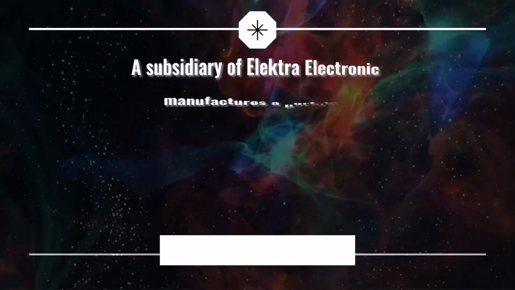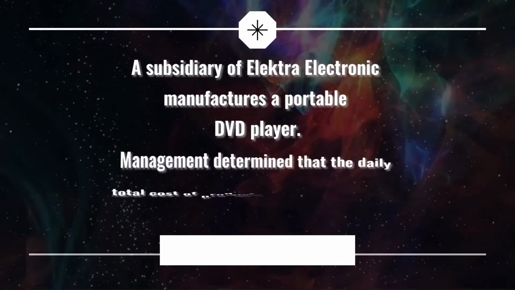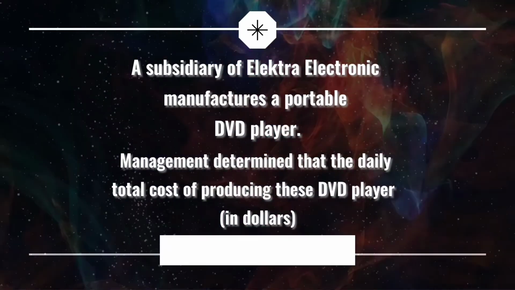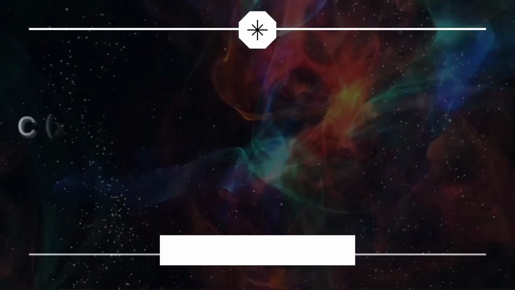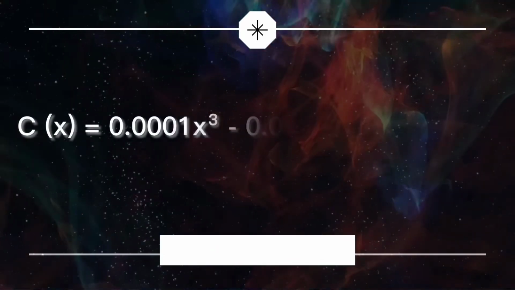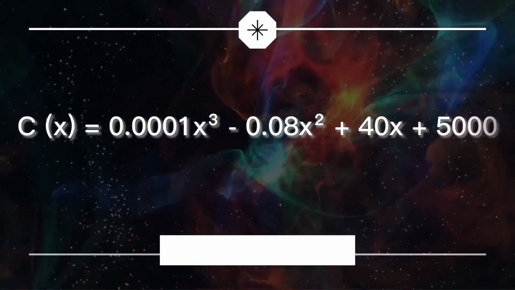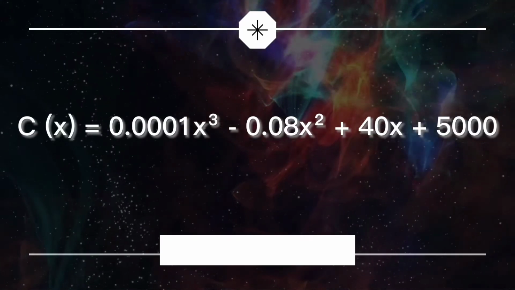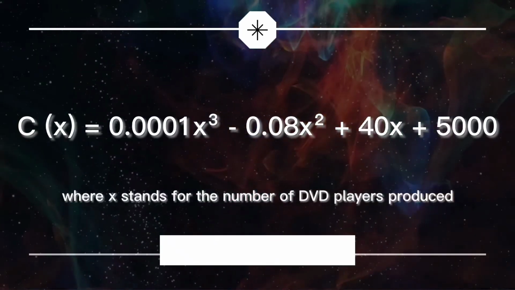A subsidiary of Electra Electronics manufactures a portable DVD player. Management determined that the daily total cost of producing these DVD players in dollars is given by C(x) equals 0.0001x to the power of 3 minus 0.08x to the power of 2 plus 40x plus 5,000, where x stands for the number of DVD players produced.